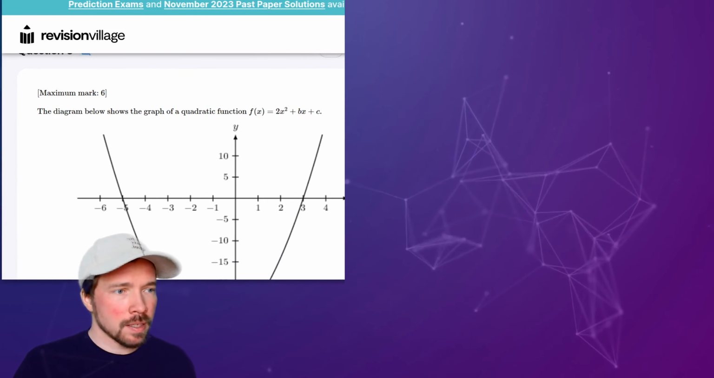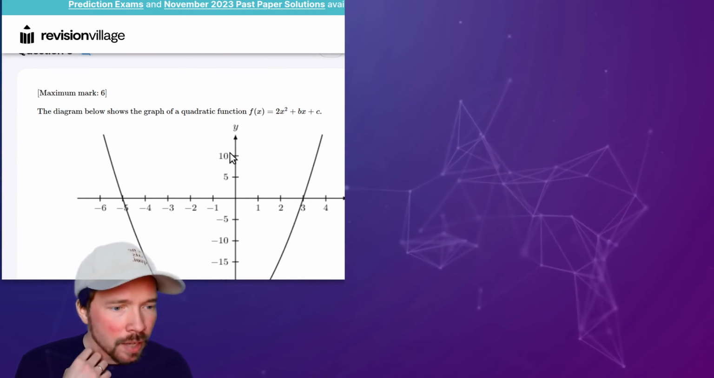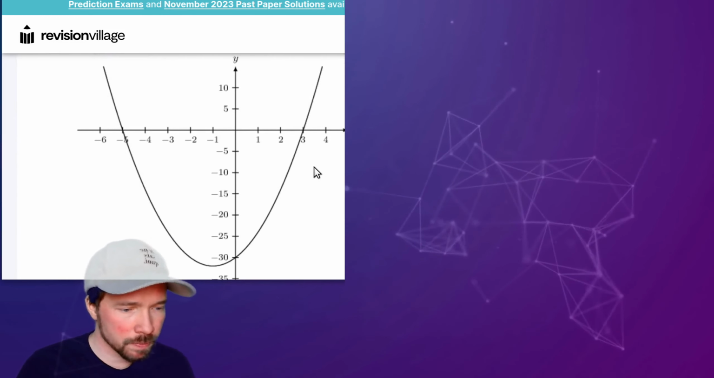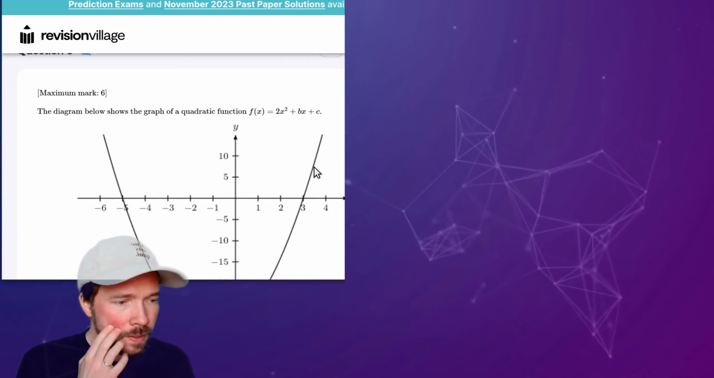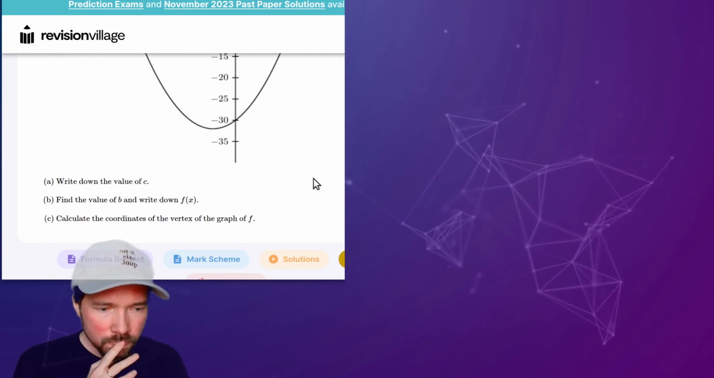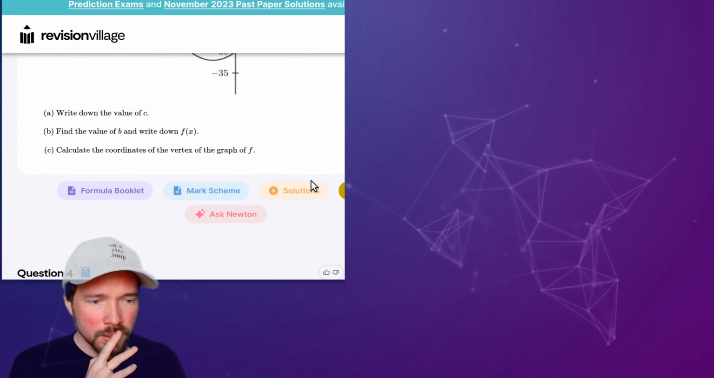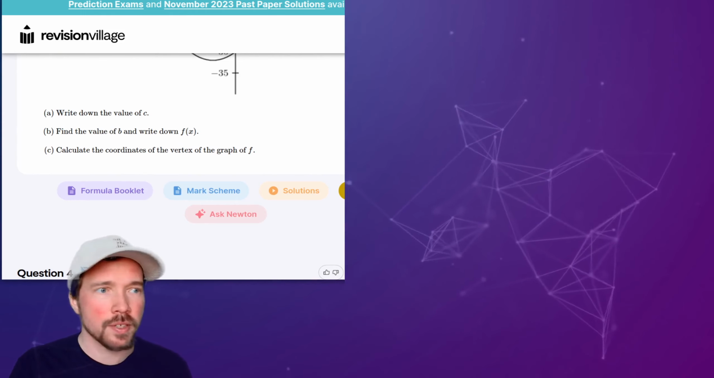Okay, let's see what it says. The diagram below shows the graph of a quadratic equation. Yeah, seems so: 2x squared plus bx plus c. And what we need to do is write the value of c.